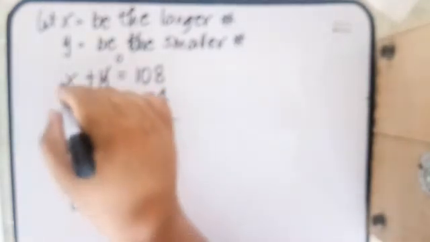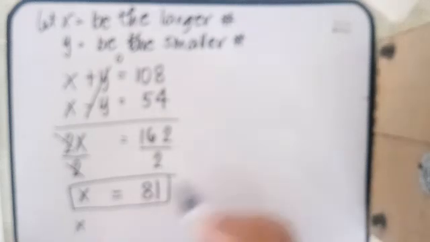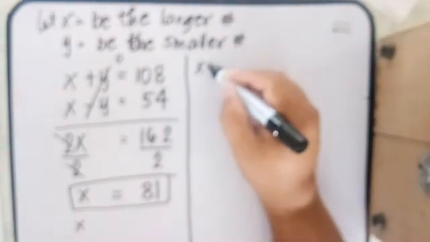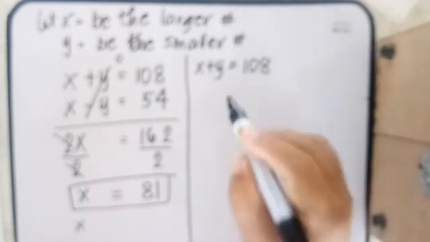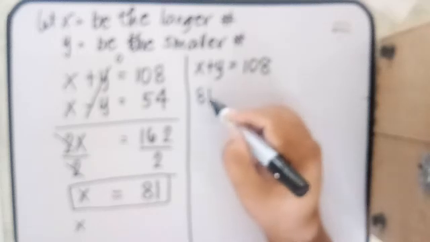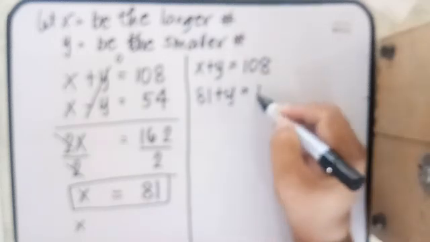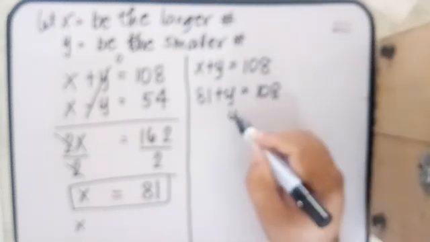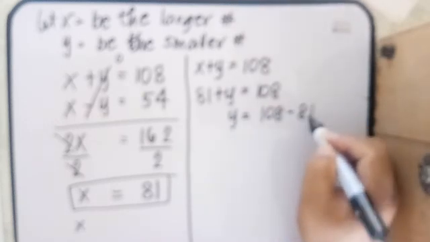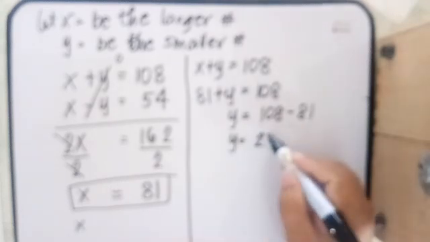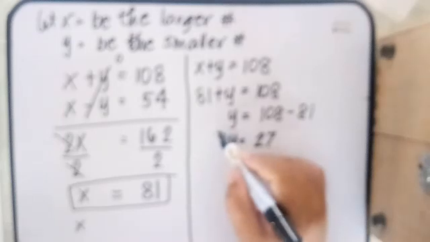Now what about your smaller number? You're going to look back at your first equation. Solve for y using the first equation. So x plus y is 108. Now, you know the value of x, so 81 plus y will give you 108. Then y, transpose 81, so 108 minus 81, y will give you 27. So that is the smaller number.